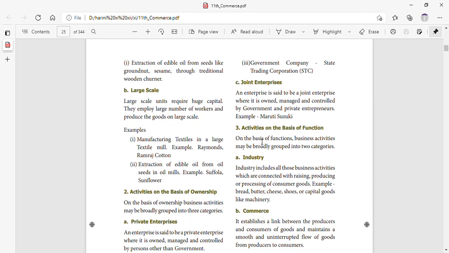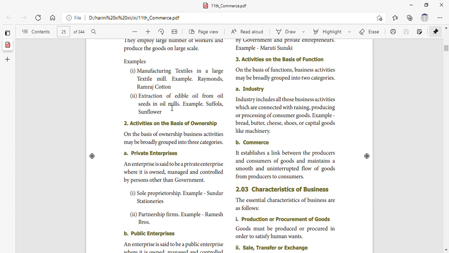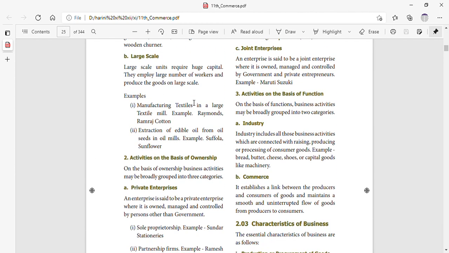So large scale units. As the name suggests, it is very large. Manufacturing units like Ramraj Textile, Raymond's, Saffola Oil. What else? Gold Winner, Parachute Oil, Marico. All these things will come under large scale.